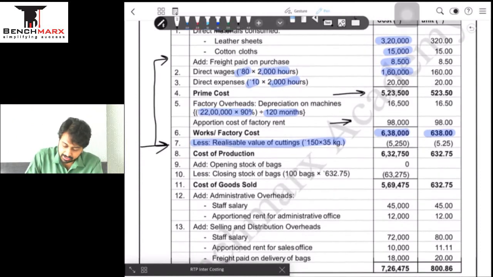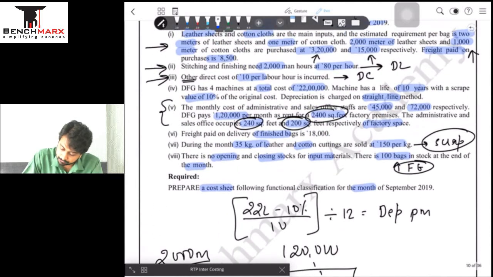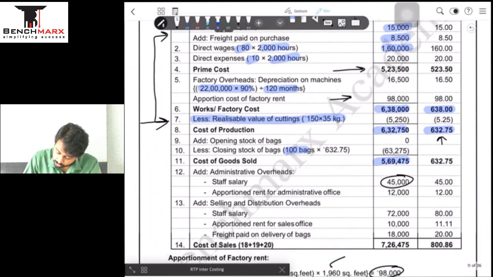Once I subtract sale of scrap from factory cost, I will get the cost of production, which is this and this. Subtract my cost of closing stock, based on my COP, which is this. I will get the cost of goods sold, that is this. Once I get my cost of goods sold, then I will add admin based cost, which is 45,000 coming from here. This 45,000, okay, let me undo it. 45,000, which is here, and 72 for S&D. So 45 is here and 72 is here.